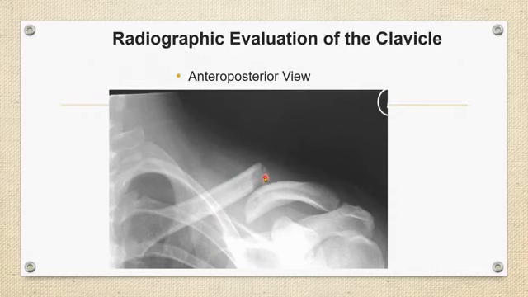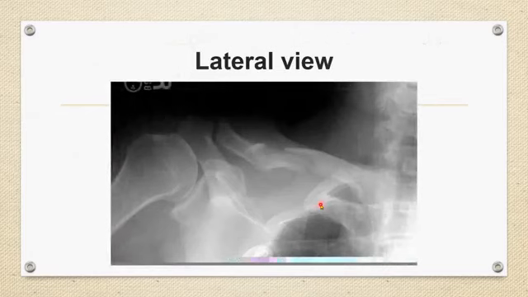What are the muscles? We know that on the medial side there is a strong muscle called the sternocleidomastoid. The pull of the sternocleidomastoid pulls the medial fragment proximally and superiorly. That's why the medial fragment goes superiorly. And the lateral fragment, due to the pull of the trapezius muscle, goes inferiorly. That is why there is much more displacement and deformity. So this is about the anteroposterior view.